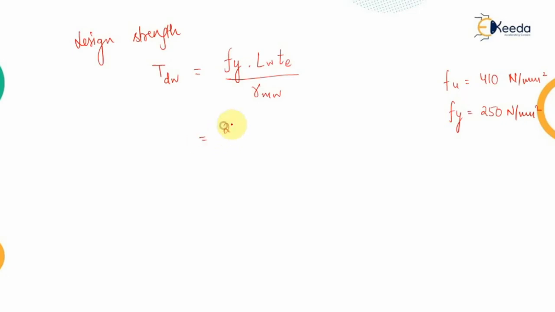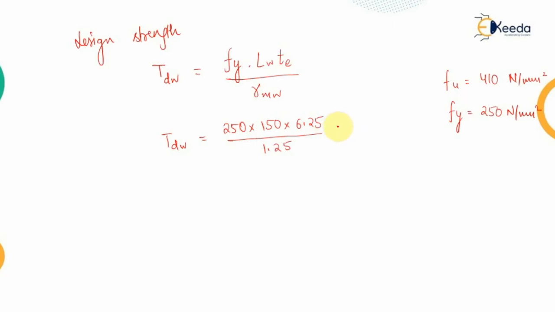Now this Fy will be 250 into the length of the weld, which has been directly given to us as 150, into the effective throat thickness that we have calculated, that is 6.25, divided by the partial factor of safety, 1.25. So from here we will get the design strength of the weld, and then we will compare this value with the externally applied load.